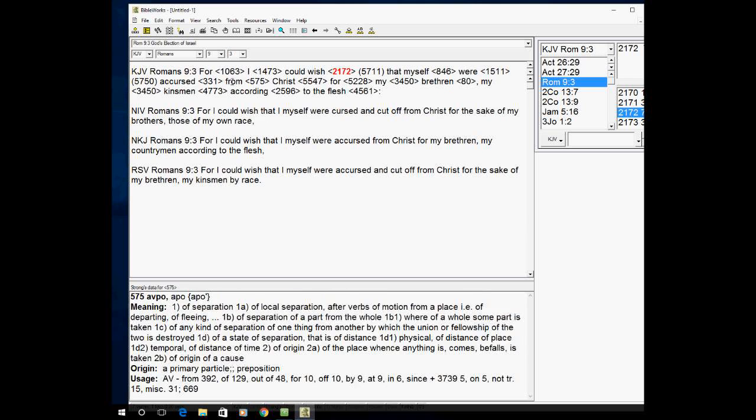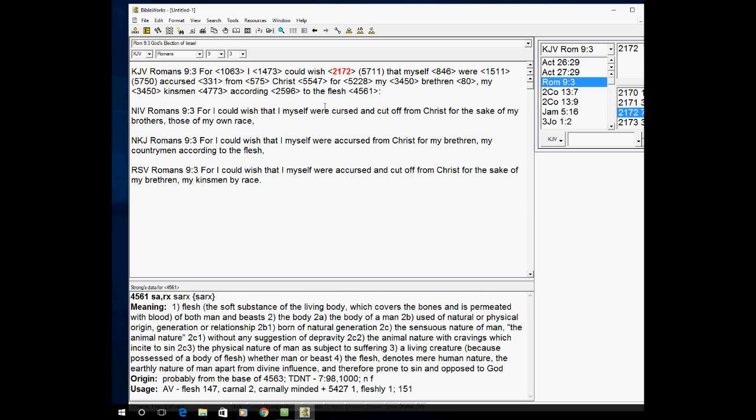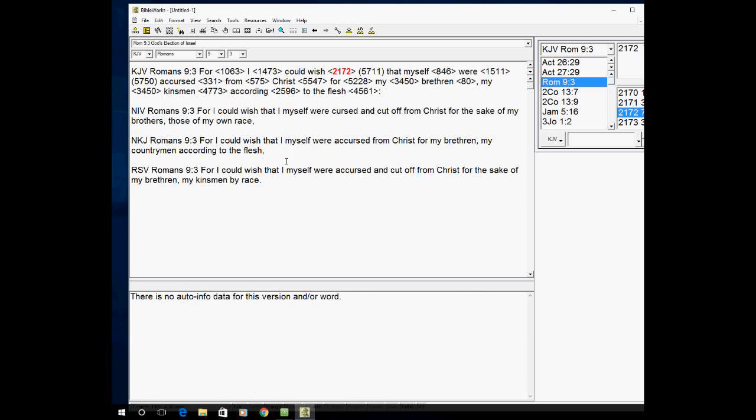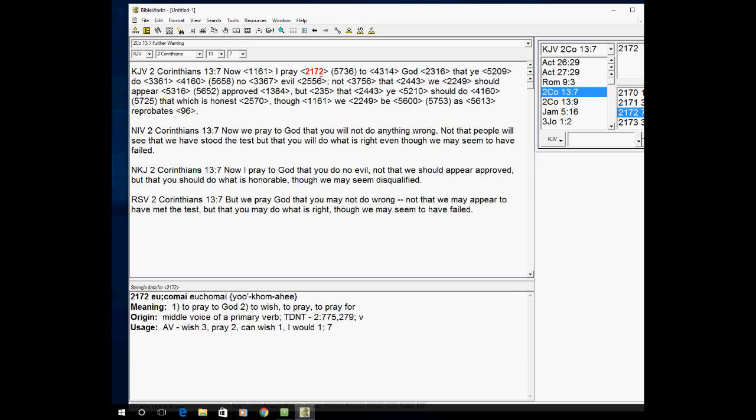It says, Romans 9, verse 3: "For I could wish that myself were accursed from Christ, my brethren, my kinsmen, according to the flesh." And here, all four versions say, I could wish. See how the word is used in different ways? Now here, the same Greek word, eukomai, is translated "I pray to God" in the NIV, and "I pray to God" in the New King James. So here it's the same Greek word translated pray or wish.